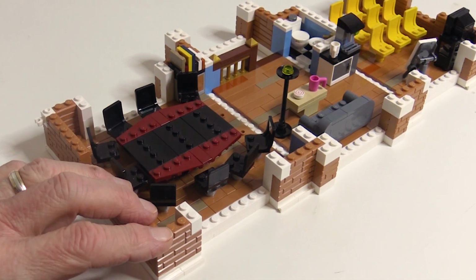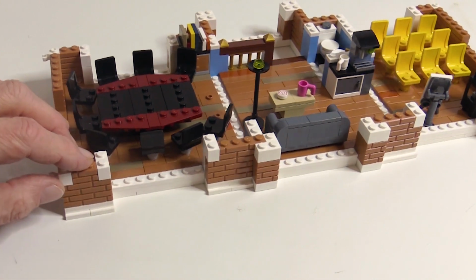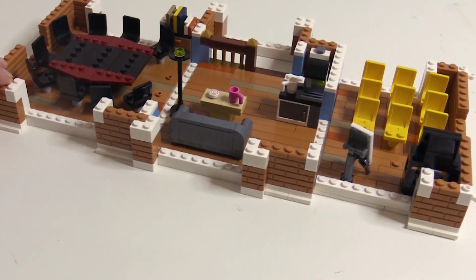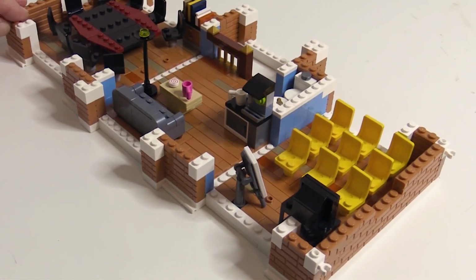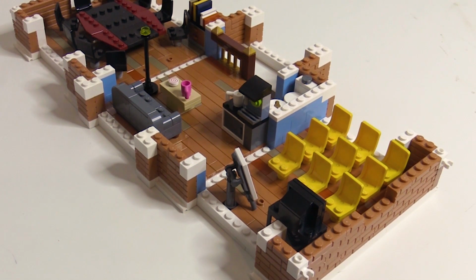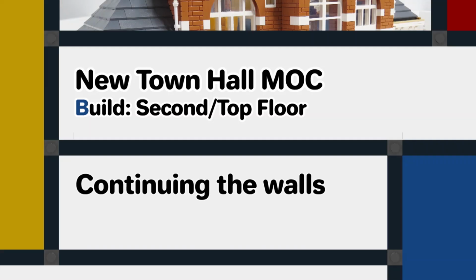This section of the build is rather simpler than the ones we built before, so that's the fittings and furniture for this section of the build finished. Now we'll continue building the walls and windows.